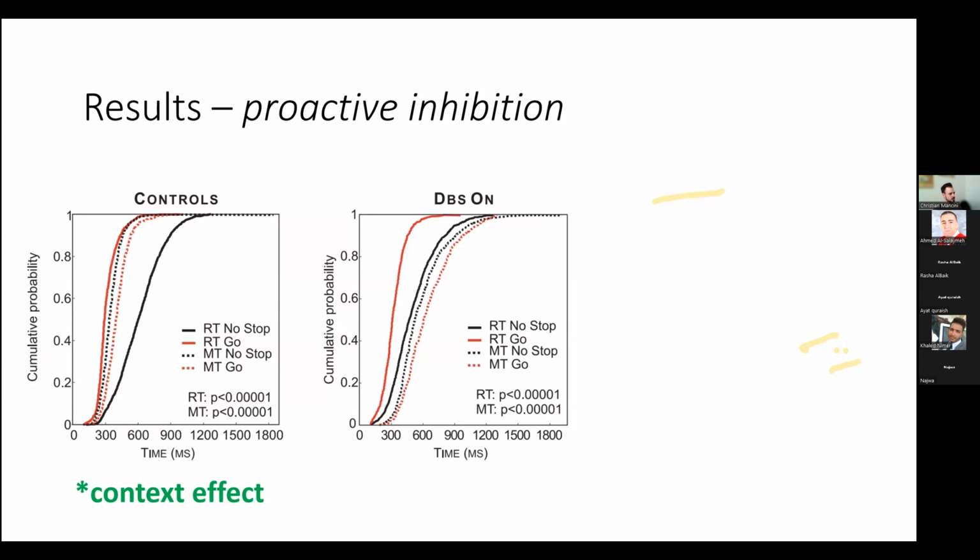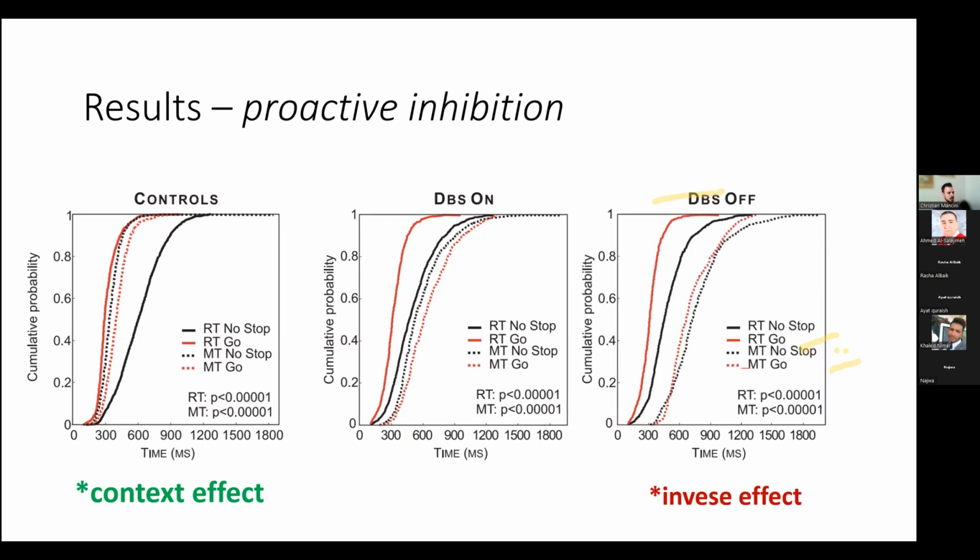So what happens? You see the movement times of no-stop trials, the dotted black line that is on the left, so it's shorter, and the red dotted line on the right, it's a little bit longer. So we have a perfect context effect when we activate our electrodes.